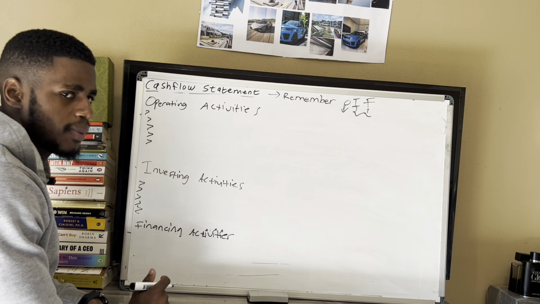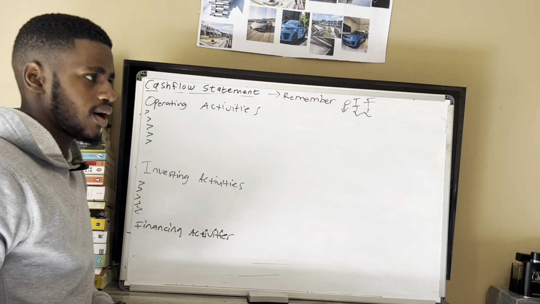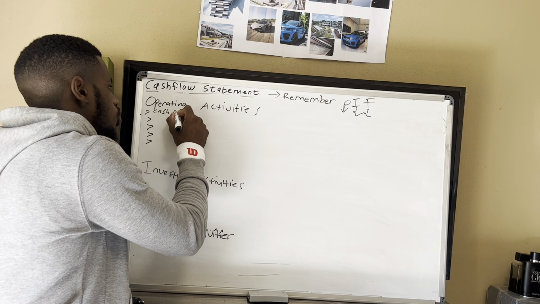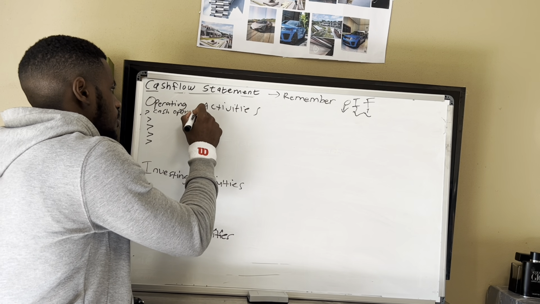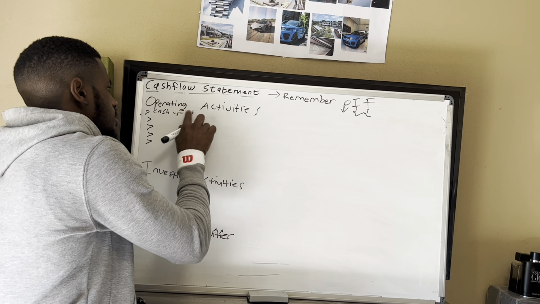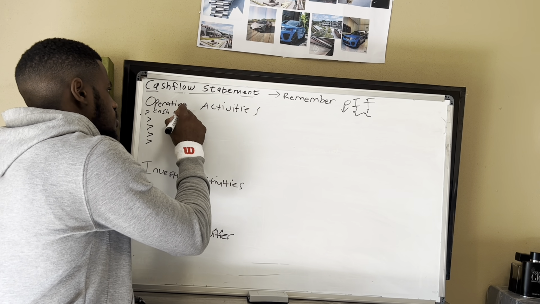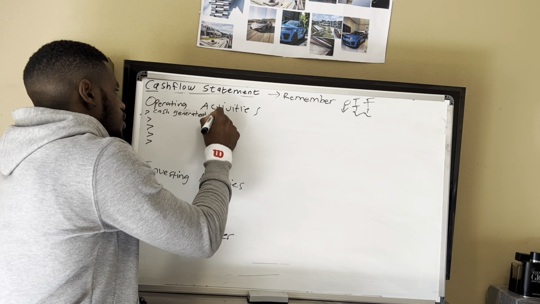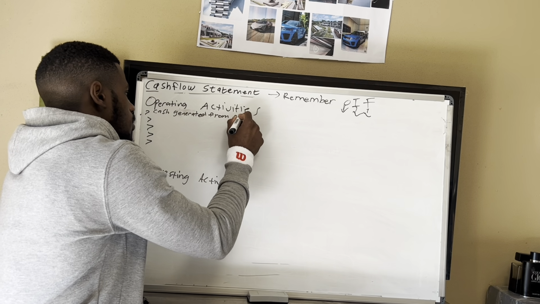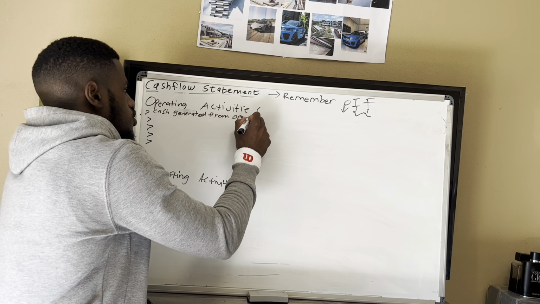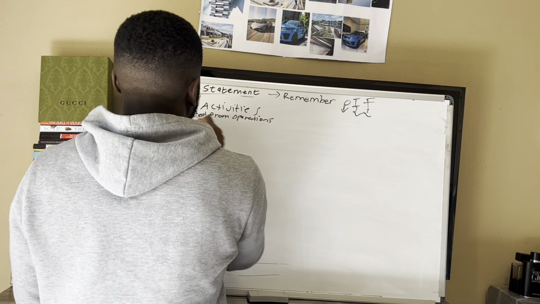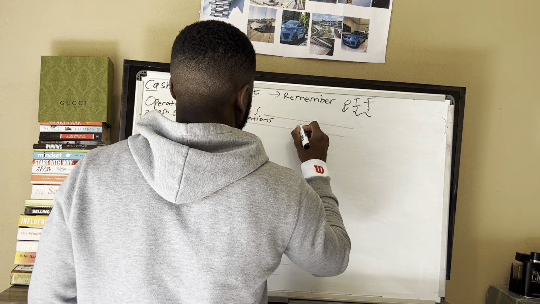Operating activities. Remember we did note number 1. Note number 1 was cash generated from operations. The answer that you got for your note number 1, cash generated from operations, you take as it is and you put it here.